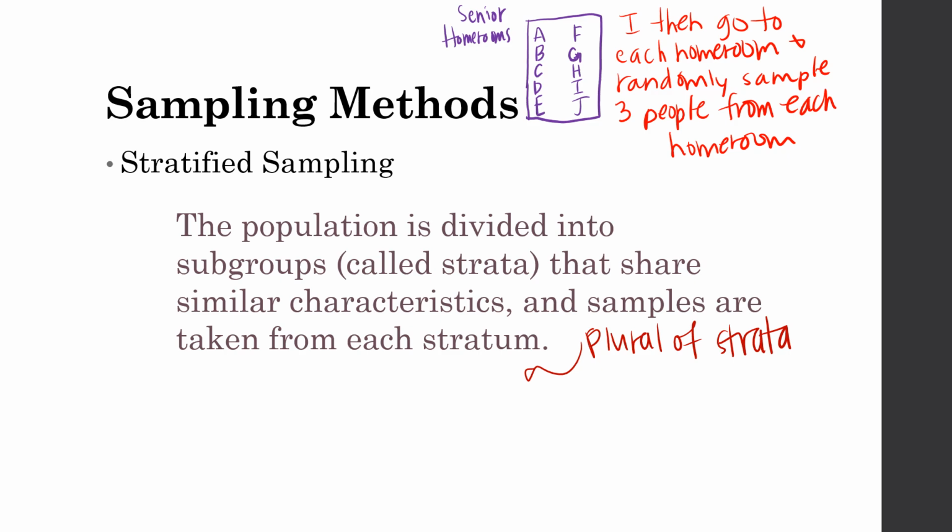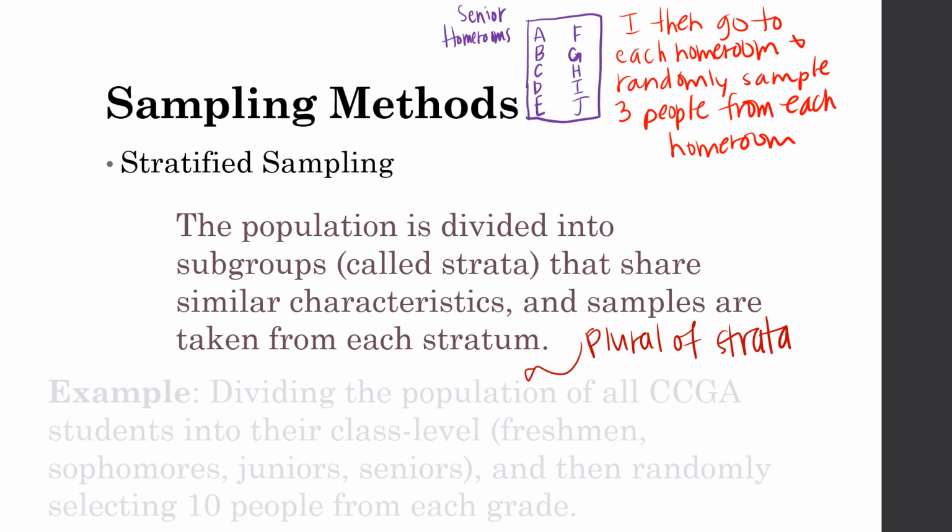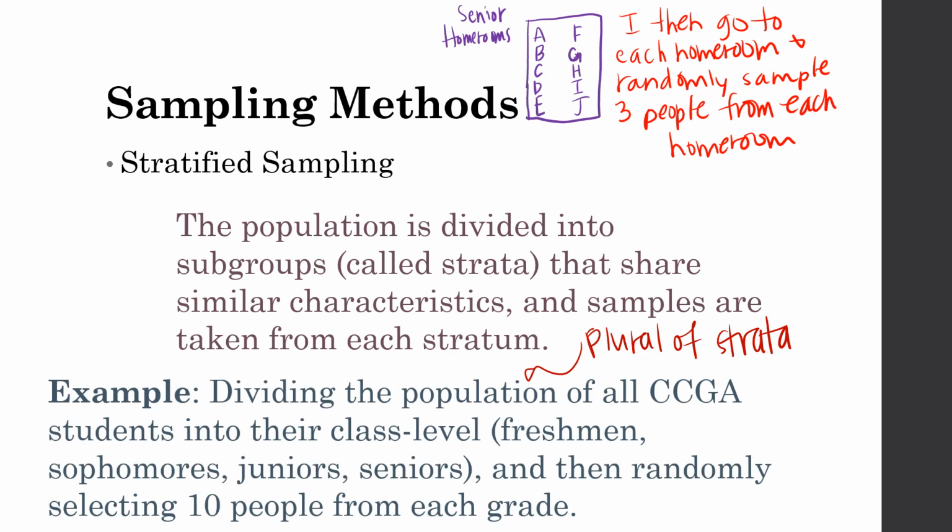All right, so stratified sampling. Break it down into subgroups, sample each subgroup. Here's an example. You divide the population of all CCGA students into their class level, freshmen, sophomores, juniors, seniors, and then you randomly select 10 people from each class level. Very similar example there.